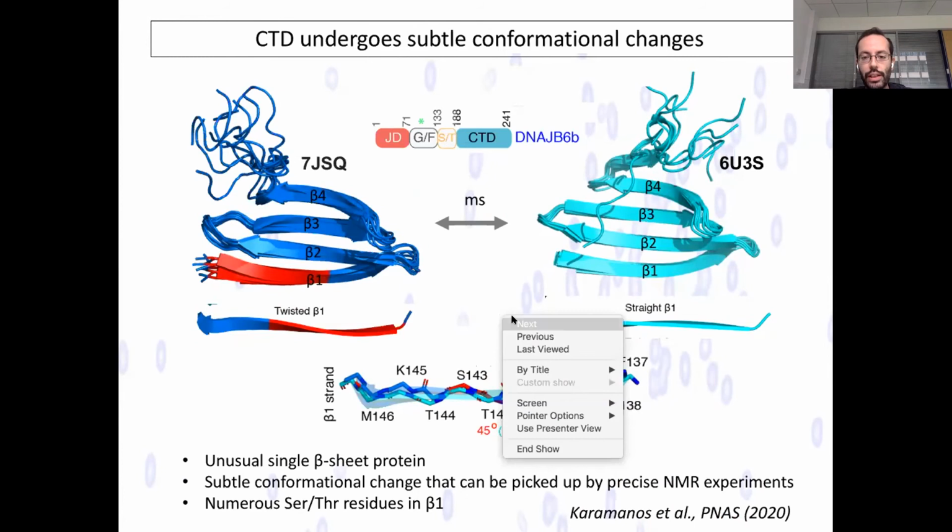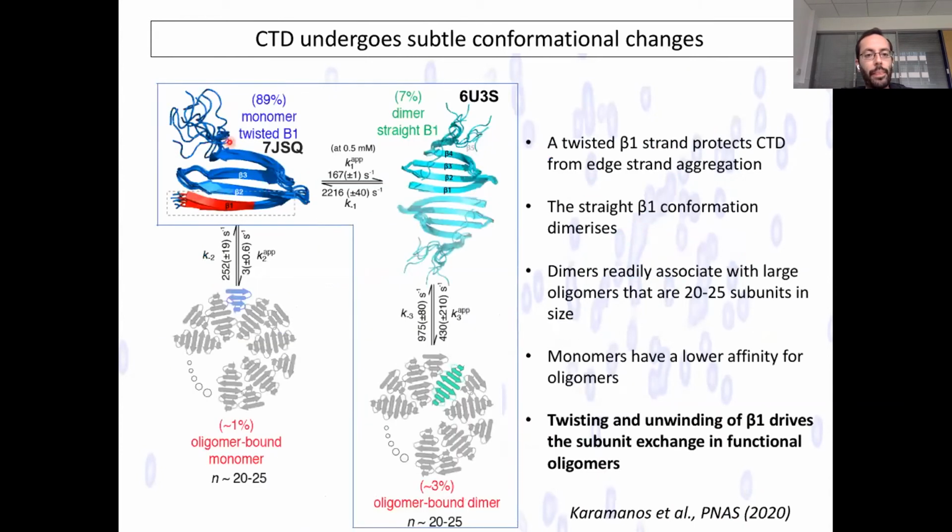And why is this important? Well, it turns out that this state here with a twisted B1 strand is effectively a monomer. And that makes sense because this twist in the B1 strand protects this state from edge strand association. But when it exchanges to this conformation here, which is much more straight, this forms dimers. And the dimers bind to large oligomeric species, which we can estimate the size to be 20 to 25 subunits. The monomer can also do the same, but this pathway is always preferred here. So the hypothesis, and what we believe is going on, is that twisting and unwinding of the B1 strand is what drives the subunit exchange in functional DNAJB6 oligomers.